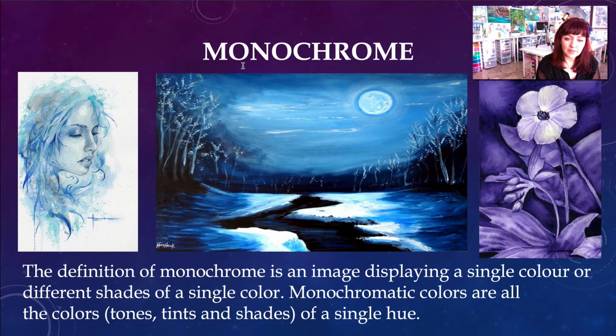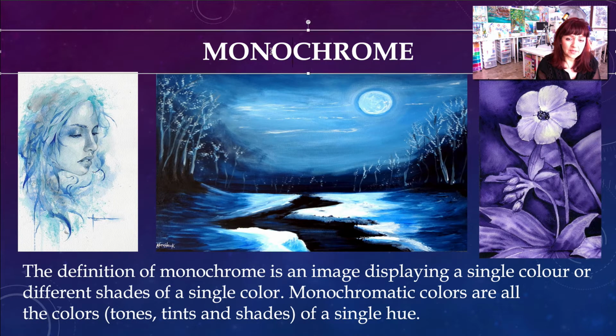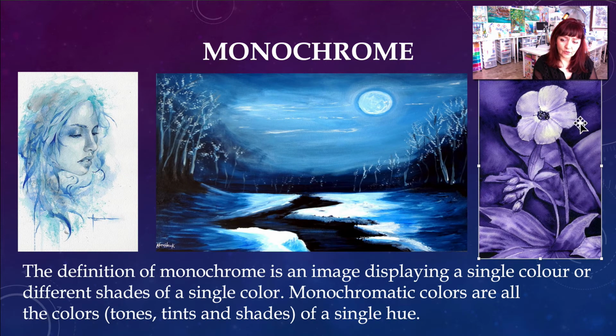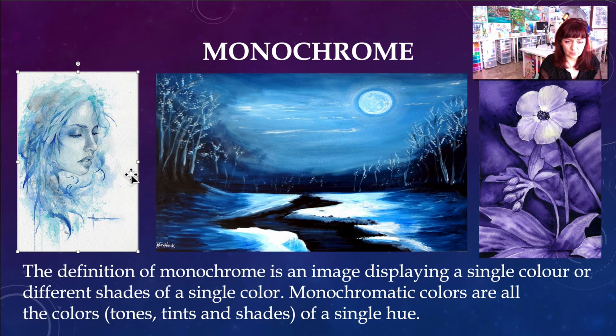Next item is monochrome. Mono meaning one, and that really means that you only use one color, a variety of the same color. In this example, there are different types of blue, from light blue to dark blue, and this one is from light purple to dark purple. This one is also using different kinds of blue. But these are all monochrome art pieces, and they don't have another color in there with them.